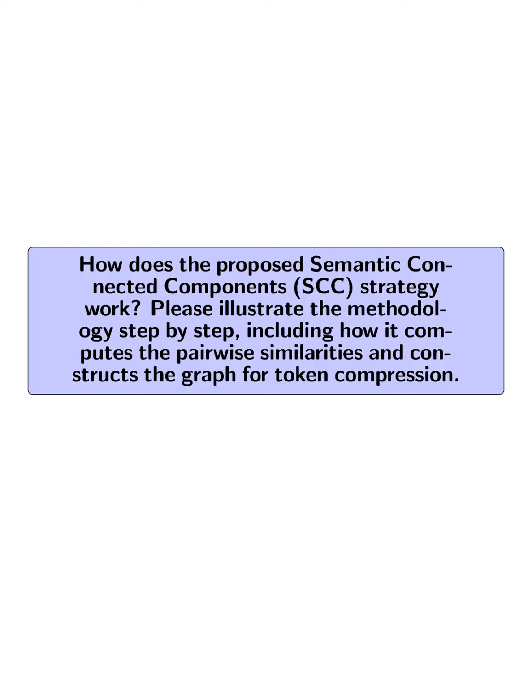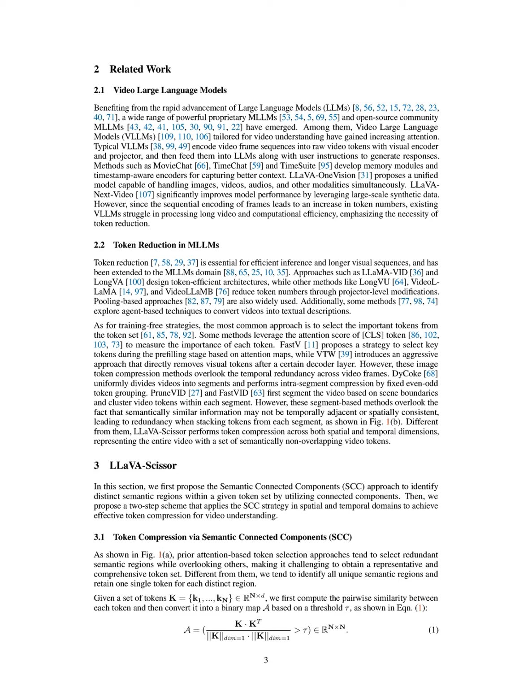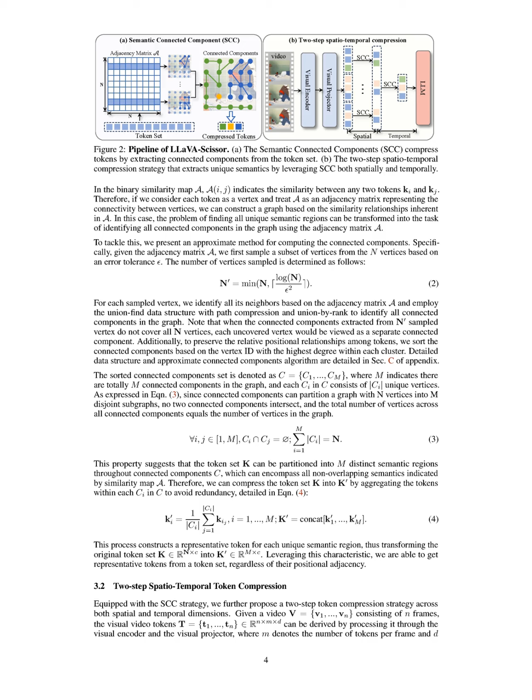How does the proposed Semantic Connected Components (SCC) strategy work? Please illustrate the methodology step by step, including how it computes the pairwise similarities and constructs the graph for token compression. The Semantic Connected Components (SCC) strategy operates through a systematic approach to identify distinct semantic regions within a token set. First, it computes pairwise similarities between tokens, resulting in a binary similarity map, A, where A_ij indicates the similarity between tokens K_i and K_j. This map is treated as an adjacency matrix, allowing the construction of a graph where each token is a vertex connected based on their similarity.